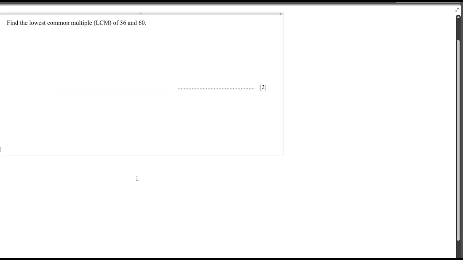Find the lowest common multiple of 36 and 60. Lowest common multiple is a number which is a multiple of 36 as well as 60.